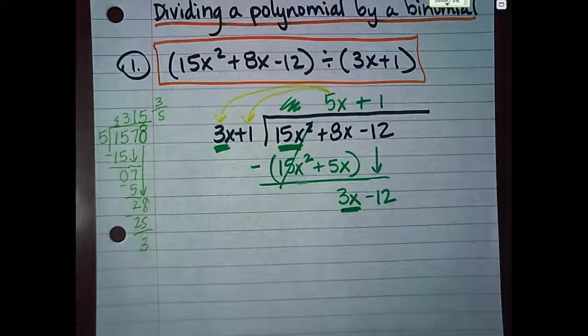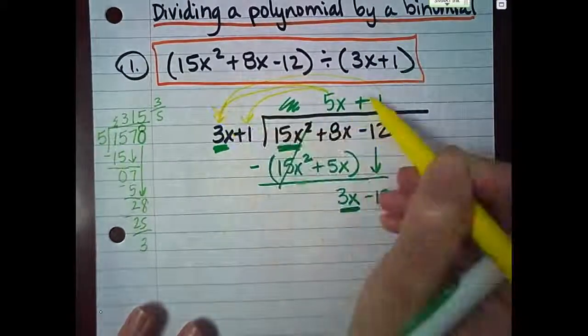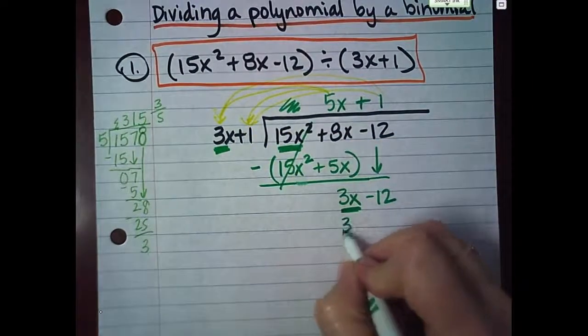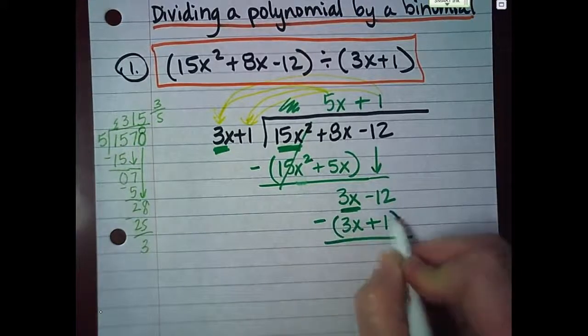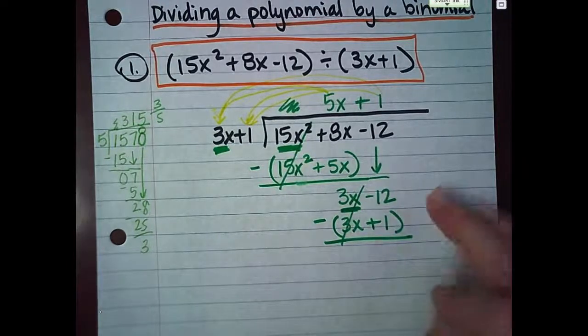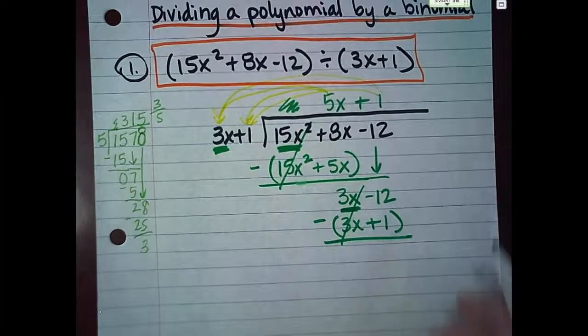Do I just multiply it by the 3x? No, you multiply it by both. If you need to draw yourself an arrow, you can. Both spots. So you're going to have 3x and a 1. You subtract them. So 3x minus 3x, if you did it right, they will cancel. Watch your signs now. Negative 12 minus another one would be negative 13.